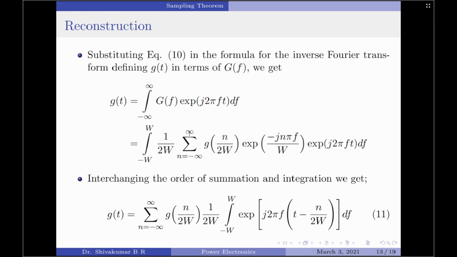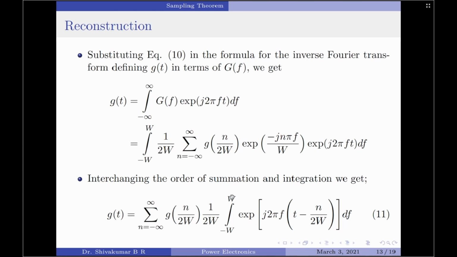Now, let us interchange the order of summation and integration. Let us take the summation and g(n by 2w) outside. Then we have 1 by 2w, then integration between the limits minus w to plus w, exponential of, and here I am going to simplify this by taking some common terms, which are j 2 pi f. So, exponential of j 2 pi f multiplied by (t minus n by 2w) df.